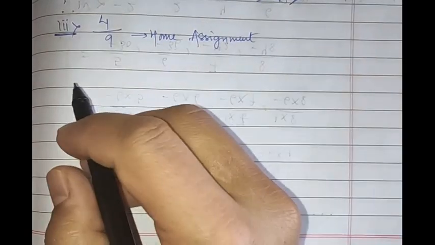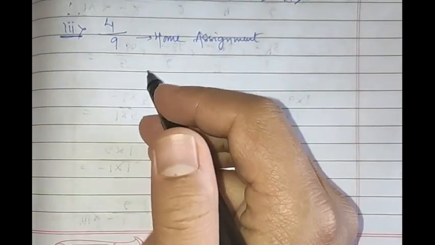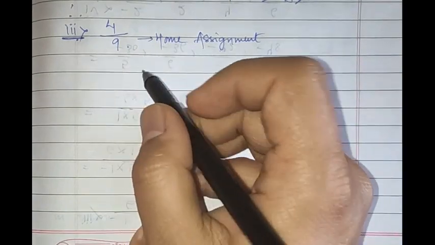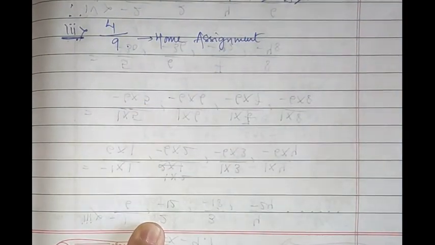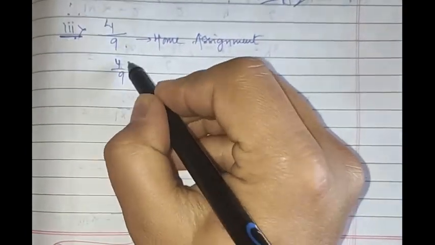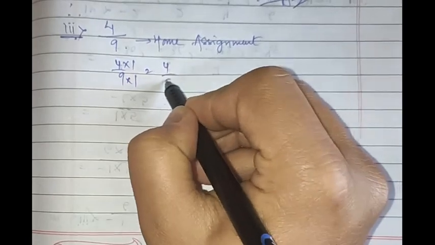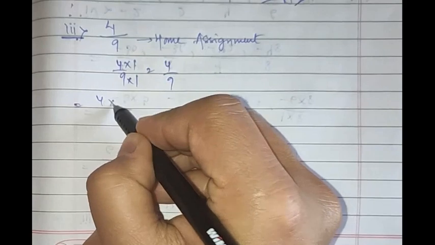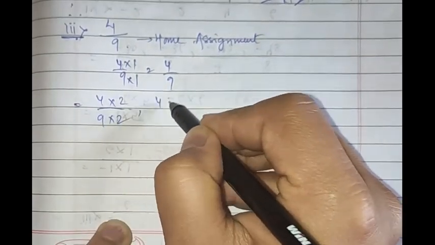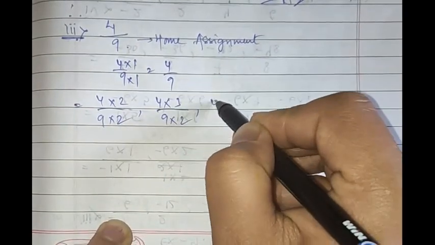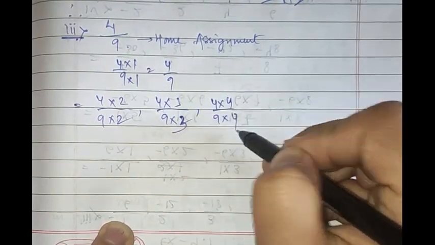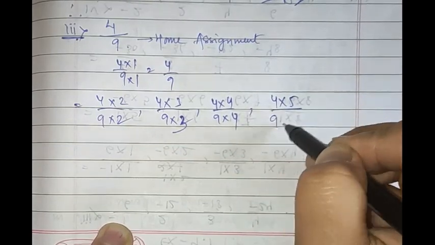So students, here we have the next home assignment from question number 3, sub question number 3 only. So 4 by 9, and here you have to give 4 rational numbers equivalent to this number. So you know how I did it in yesterday's class. Into 1, first of all you have to write this, because this won't change, right? So next, after 1, what comes? 2. Multiply both sides with 2. Again 4 into 3 by 9 into 3, 4 into 4 by 9 into 4, and 4 into 5 by 9 into 5.